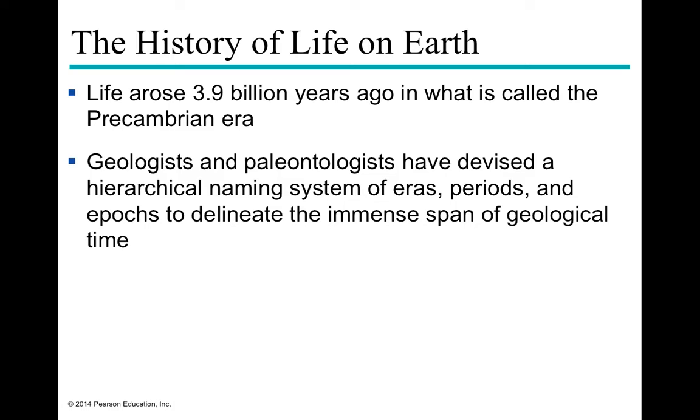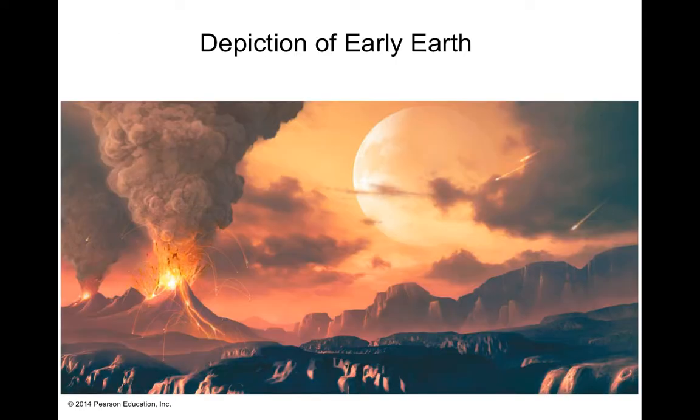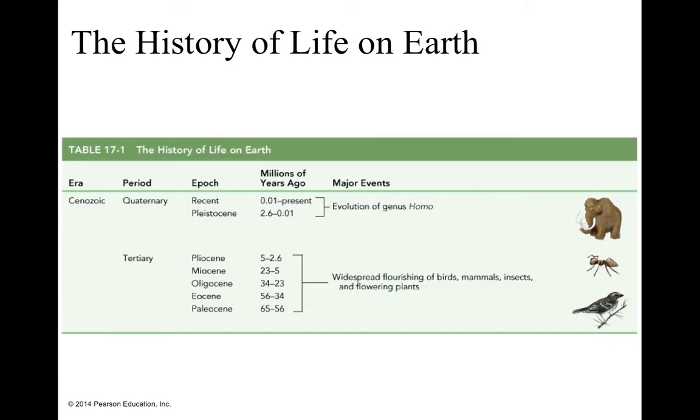They've developed a specialized way of naming eras, periods, and epochs. This is a way to delineate large spans of geological time, much larger than any of us could consider within our own lifetimes. Here's an artist's rendering of early Earth, again extremely hot, no ozone, lots of meteorites coming through.